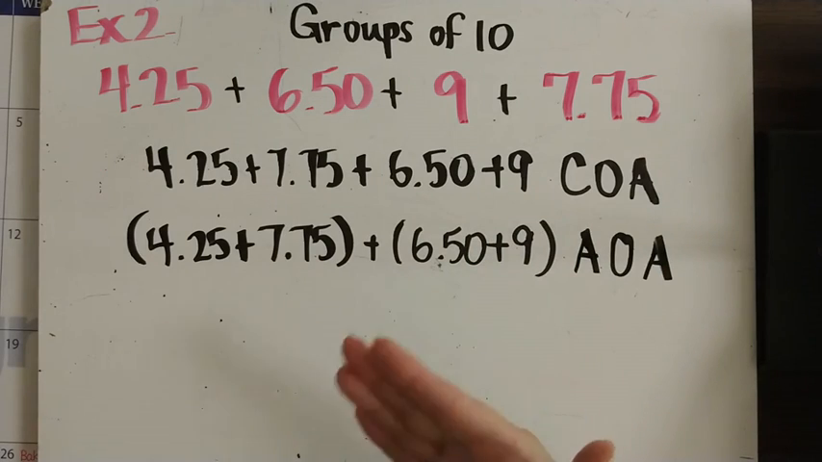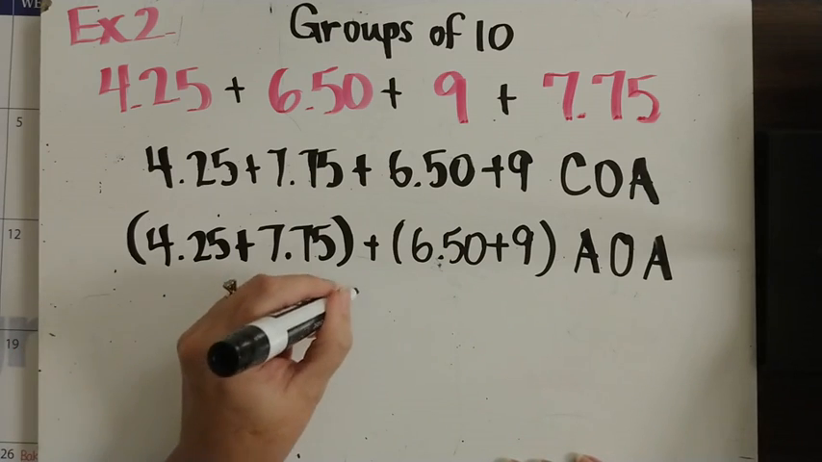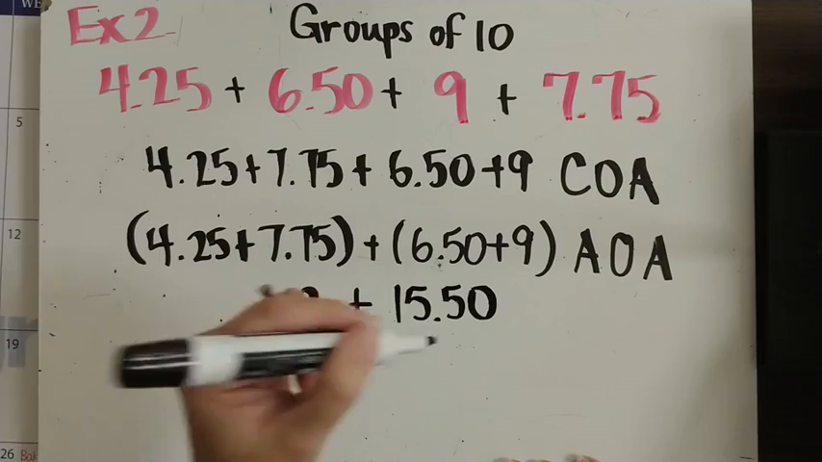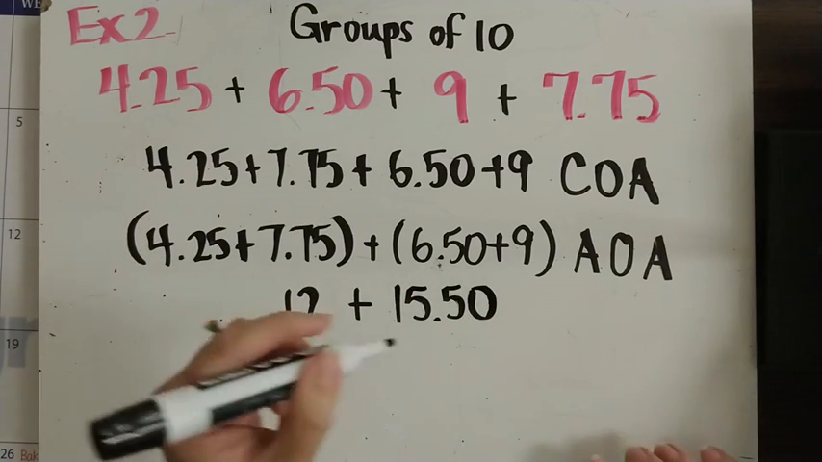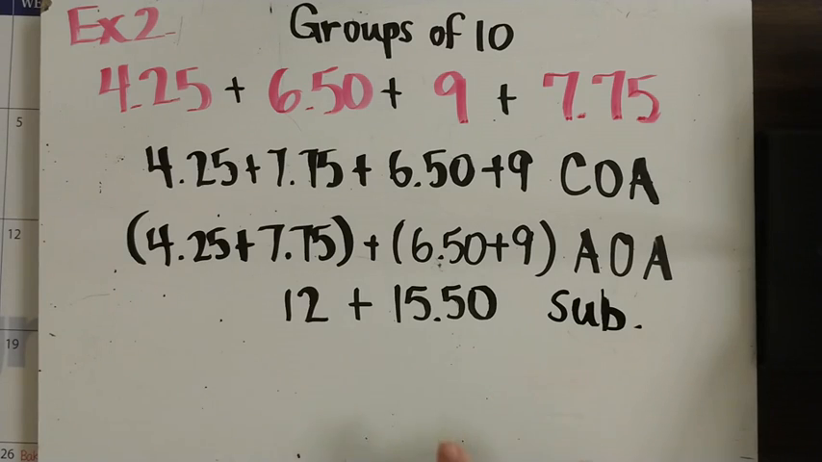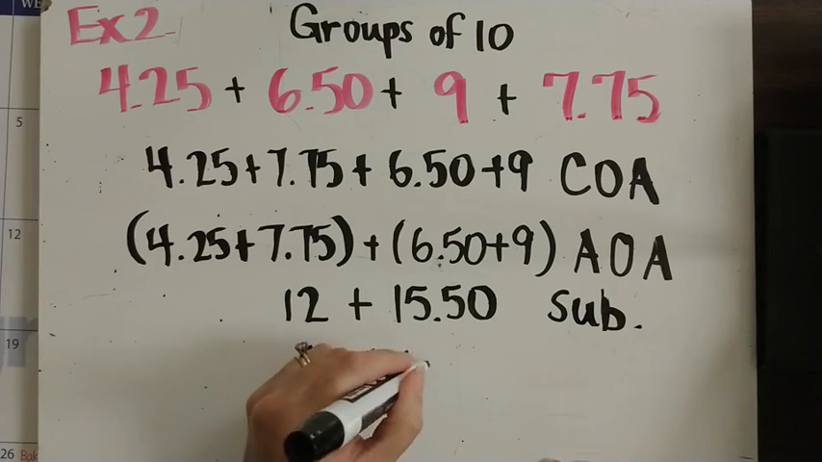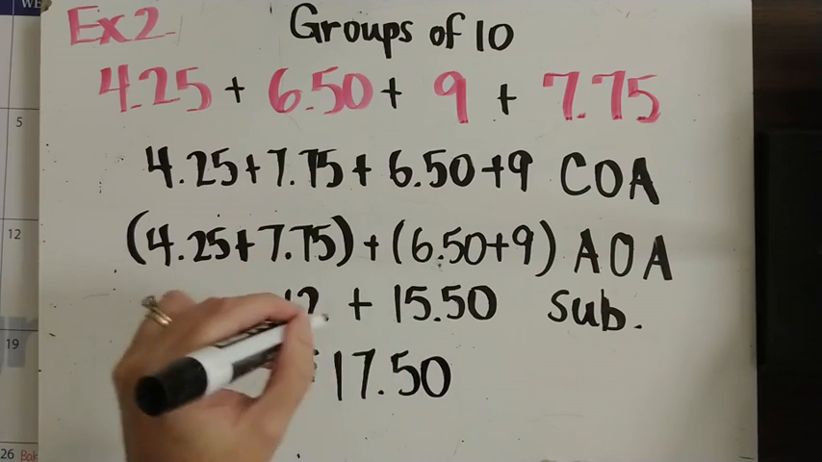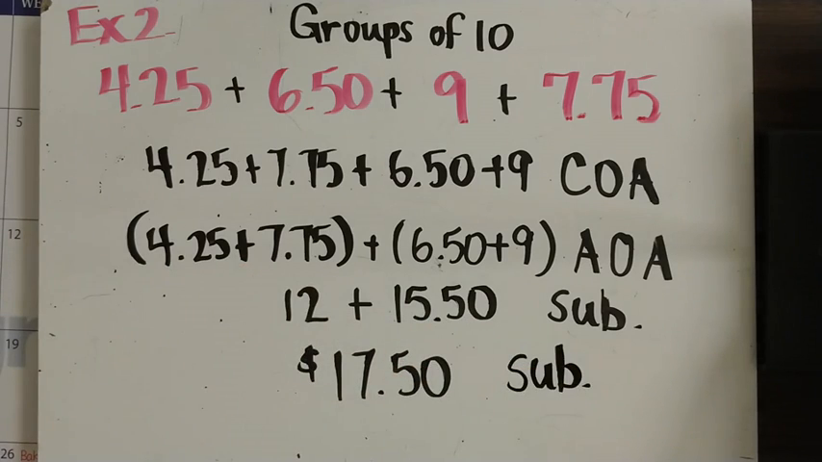Now let's go ahead and simplify. 425 plus 775 is 1200. 650 plus 900 is 1550. And all we did was substitute what we simplified. So we're going to call this substitution. And then add these two together and you get 1750. And what we are doing is substituting 1750 for this operation. So again, calling it substitution.